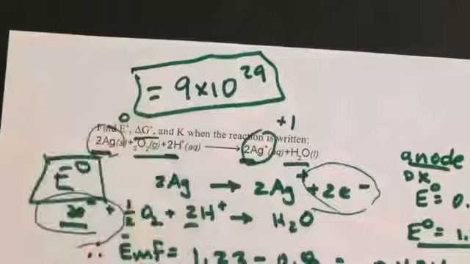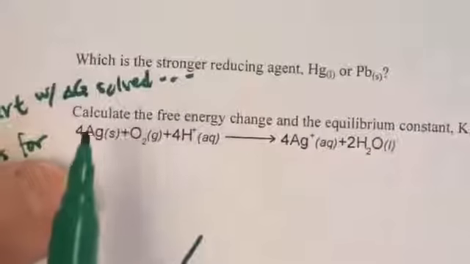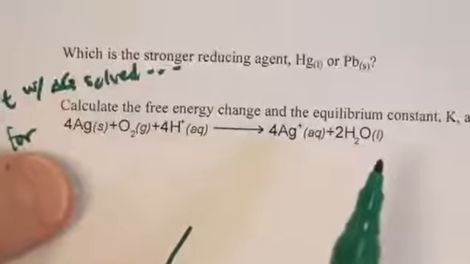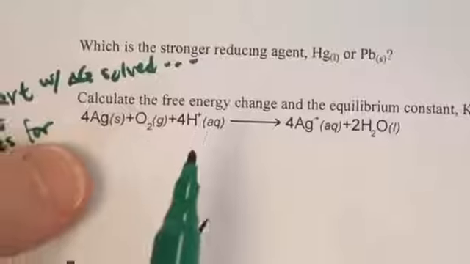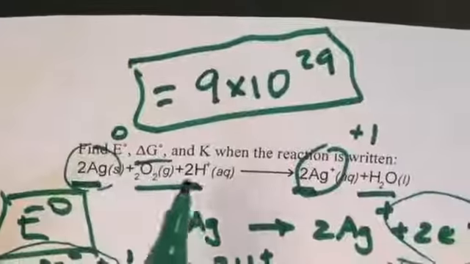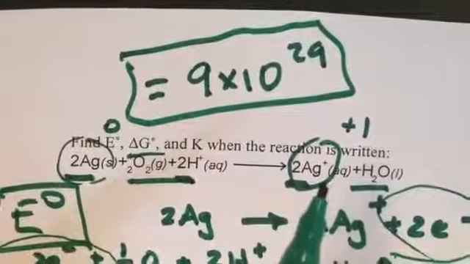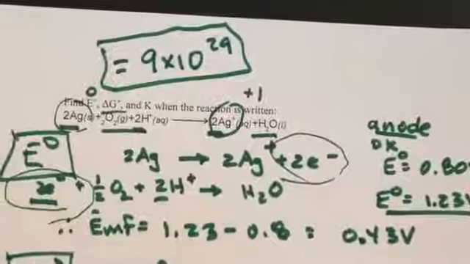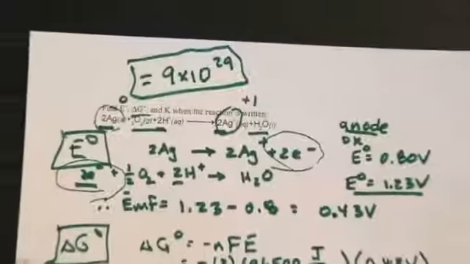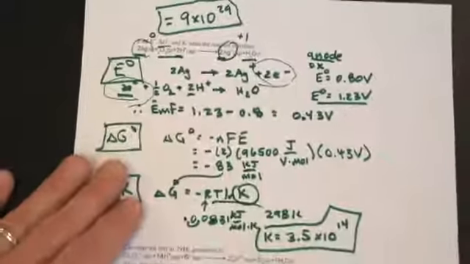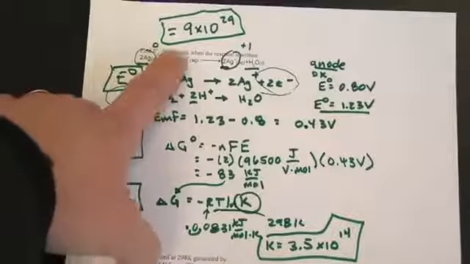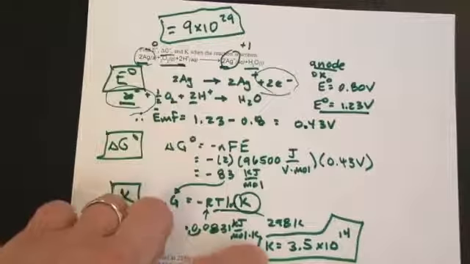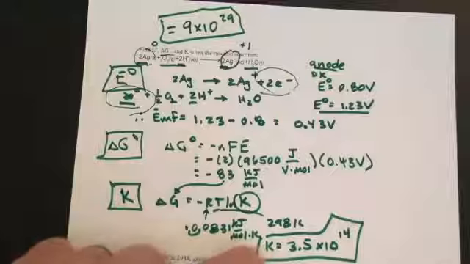In the first problem that we did, remember the balanced chemical equation was 4 silvers makes 4 silvers and 2 waters with 4 hydrogens. In the second equation, remember that it's 2 silvers, 2 hydrogens, and 2 silver ions over here. Now notice the difference. Notice the difference in the K's for these two reactions. This one was 9 times 10 to the 29th, and this one was 3.5 times 10 to the 14th.